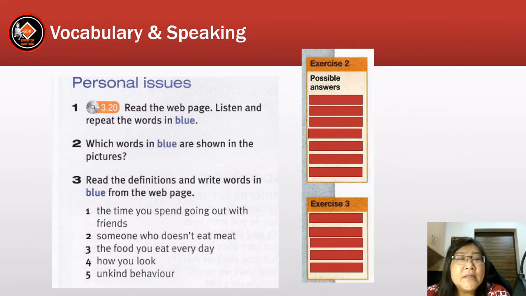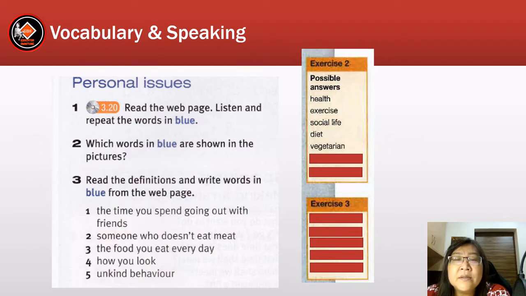Yes, students, now let's look at the answer. So here you have to listen and repeat the word in blue. So did you manage to listen and repeat the word in blue? Second question, which words in blue are shown in the picture? So possible answers are health, exercise, social life, diet, vegetarian, relationship, and also appearance.